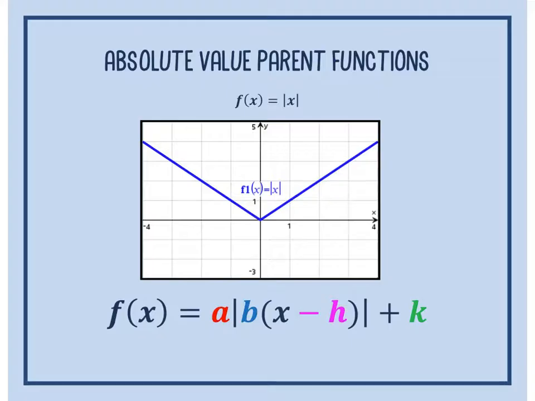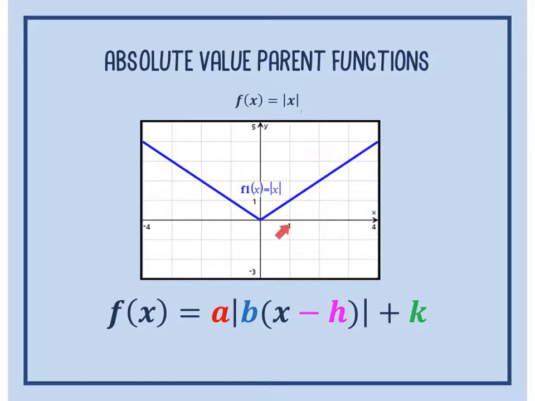So now we're going to move into absolute value. Absolute value in quadratics, everything works exactly the same way. The only difference is the graph is not a U anymore, it's a V shape. And instead of parentheses squared, we now have absolute value bars. So that is an absolute value of x.